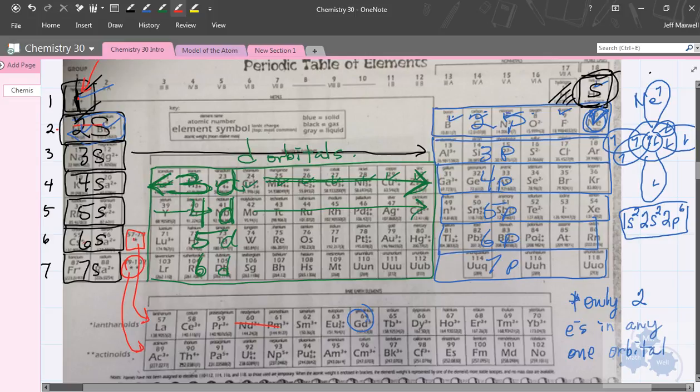But after the 6s, then we see that these elements come next, right? After this one, we go down here. And so these are the f orbitals. The f orbitals. And this is the 4f orbital. This is the 5f orbital.